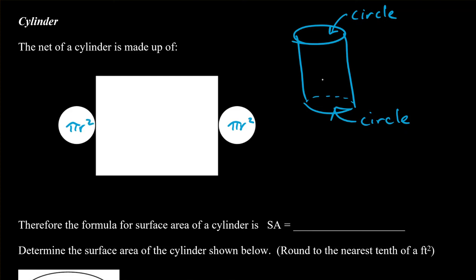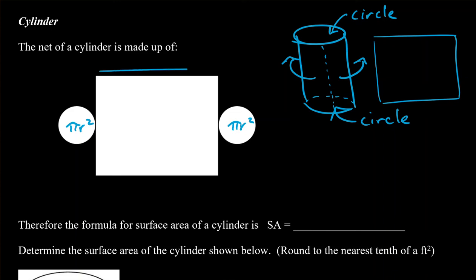But if we were to take this lateral side, the part that wraps around it, if we were to cut it down the middle and unwrap it and open it up and stretch it out, it would end up making a rectangle. So let's try and figure out what the dimensions of this rectangle are going to be. The part that stretches from the circle to the circle, all the way up from the top to the bottom, that's the height of the cylinder.